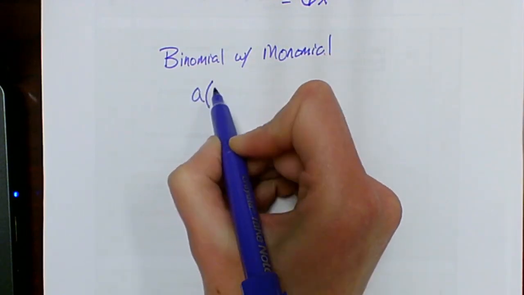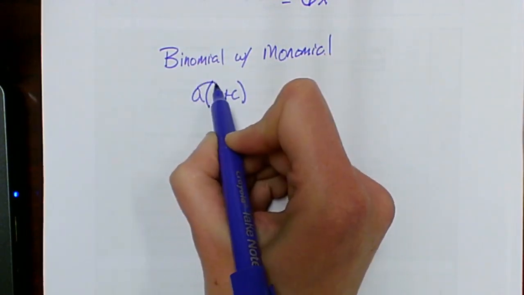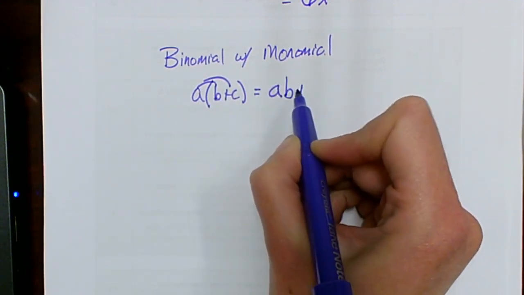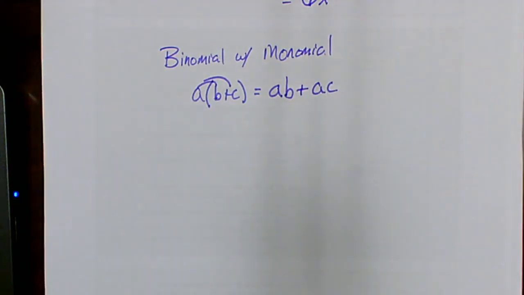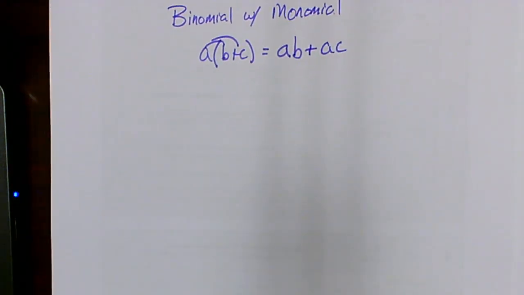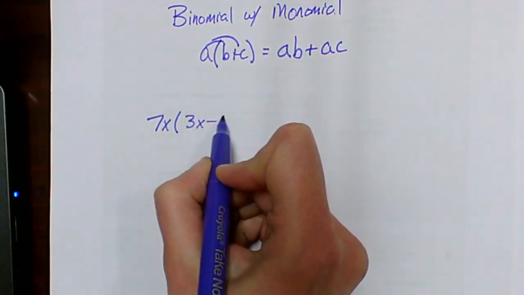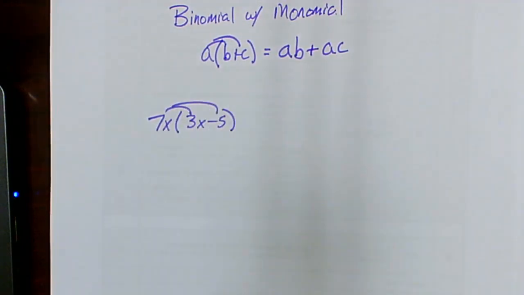So a times b plus c. So we are going to distribute that through, so ab plus ac. So we will use the distribution property, and this is nothing new, but we have to apply multiplying our terms together. So 7x times 3x minus 5. So we are going to multiply 7x with both of these terms.